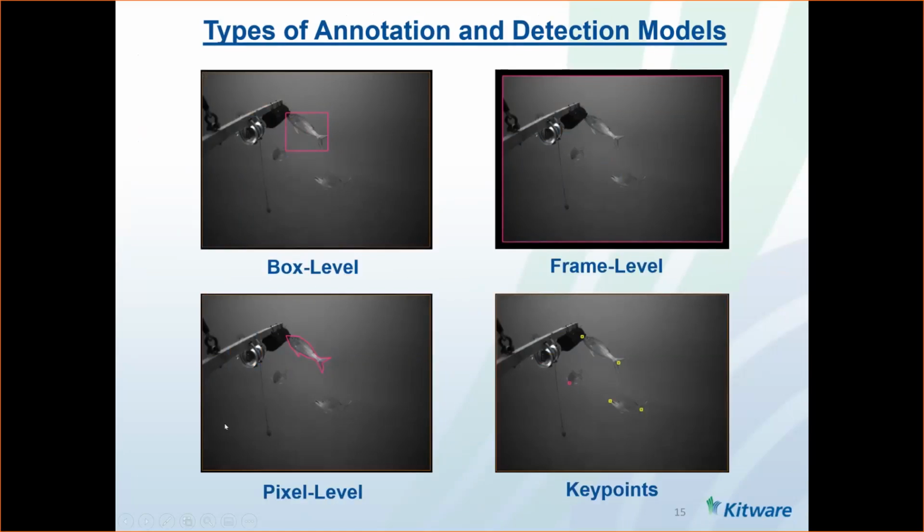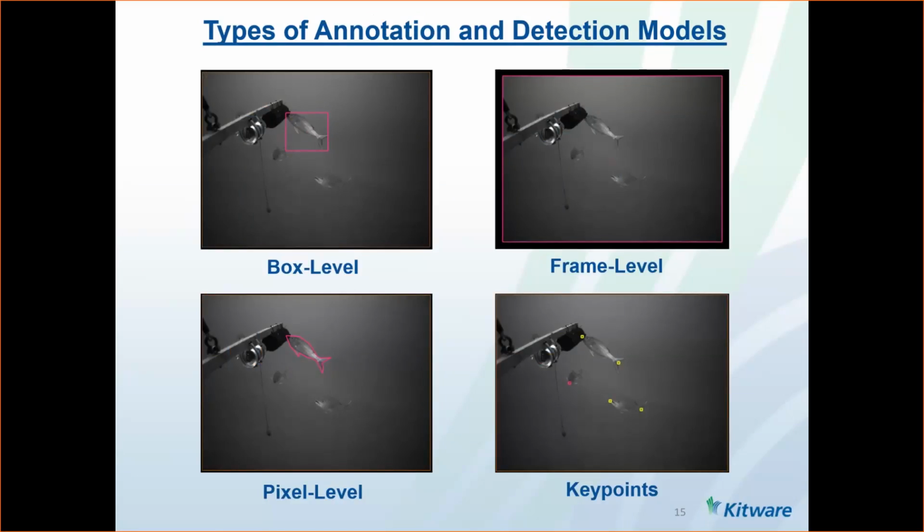In terms of annotations, there's really 4 types that the system supports. There's box level, frame level, pixel level, and key points. Box levels are just boxes around the target of interest. Frame level would be like a high-level frame descriptor, like this frame contains a property. Maybe it has fish, but maybe it's more macro-level properties, such as the substrate background, dirt, gravel, etc.